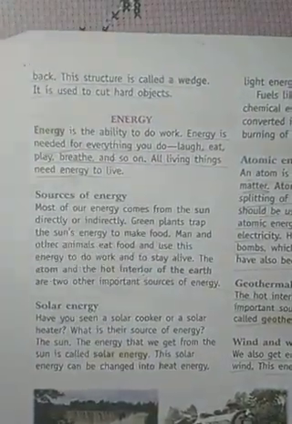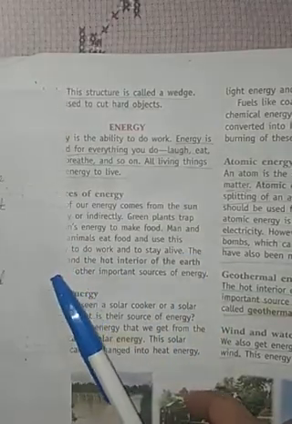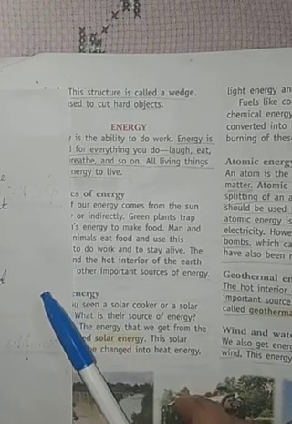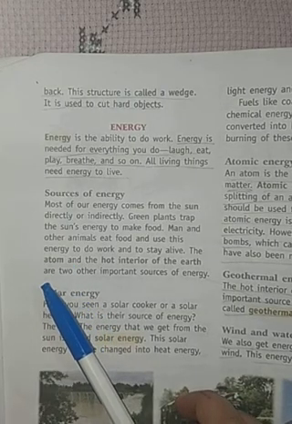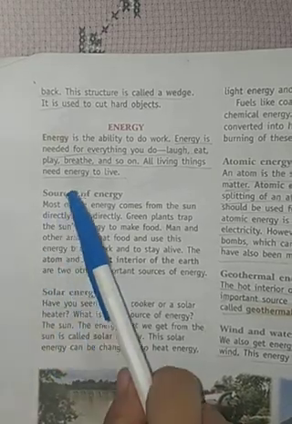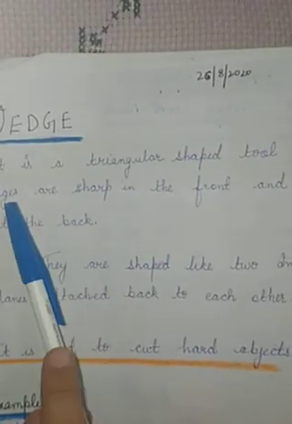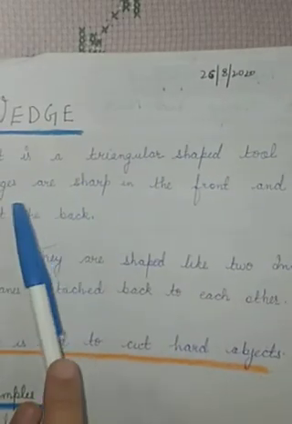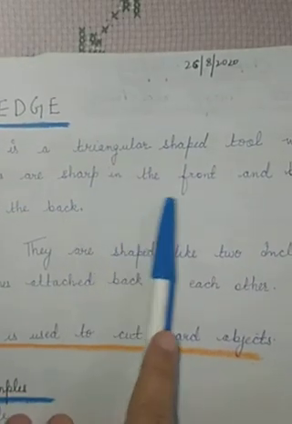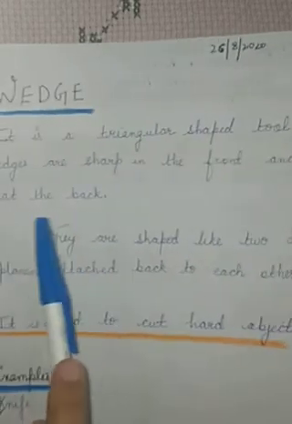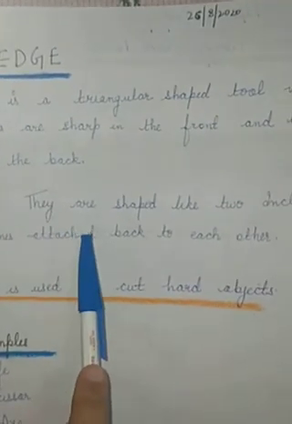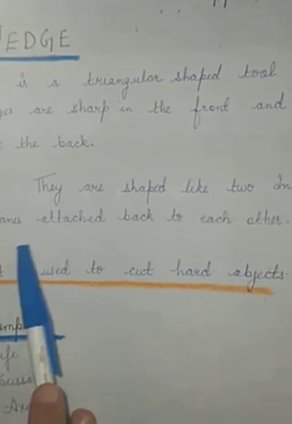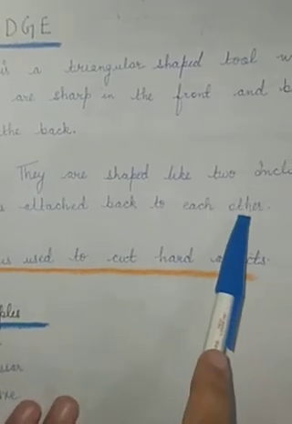So this is known as a wedge. A wedge is simply a triangular part in which two inclined planes are joined together, and the main function of a wedge is to cut hard objects. In a simple way, we can define the wedge as a triangular shaped tool whose edges are sharp in the front and blunt at the back. They are shaped like two inclined planes attached back to back.